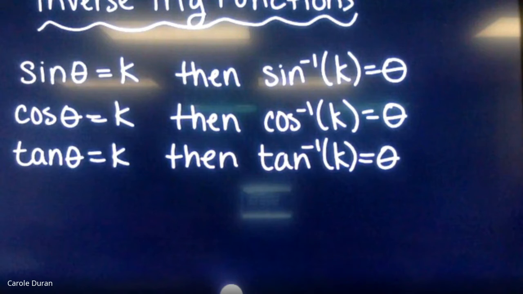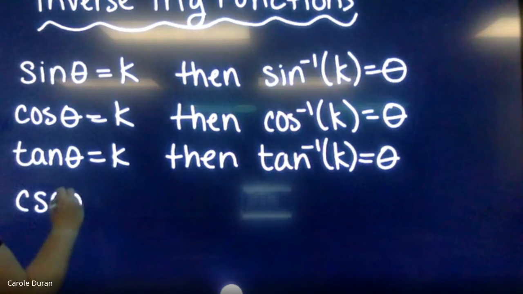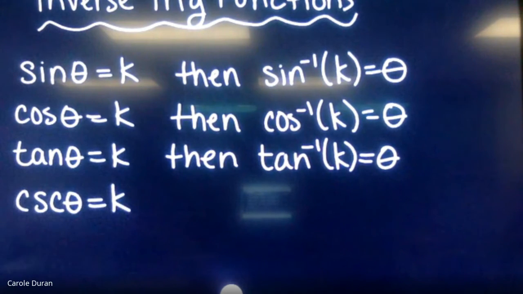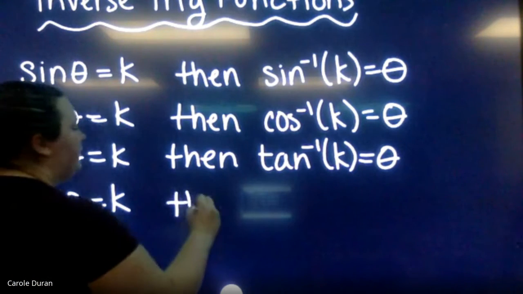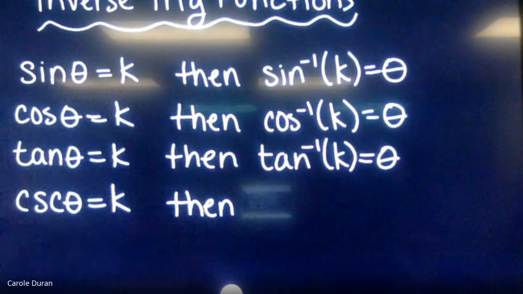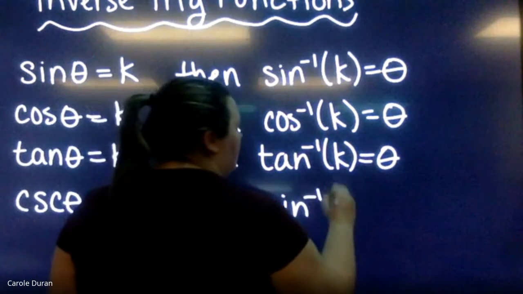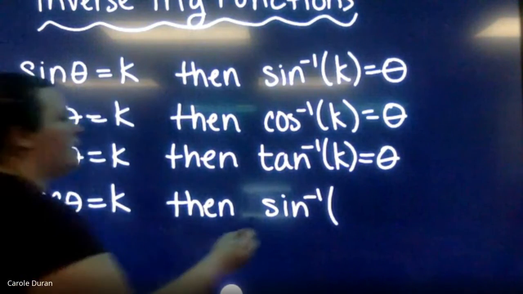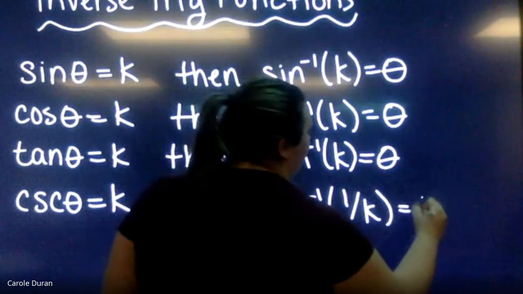The next three are where it gets different because I don't have a secant button or a cosecant button or a cotangent button on my calculator. So we have to get a little creative. If I was given cosecant of some angle theta equal to some ratio k, then to find the inverse, I would use the inverse for the reciprocal of cosecant. So what trig function is the reciprocal of cosecant? It's 1 over sine. So we would use sine inverse of 1 over our ratio k, and that would give us our angle theta.